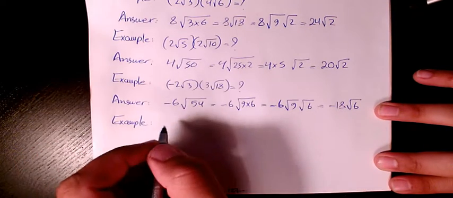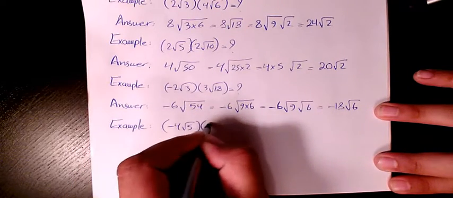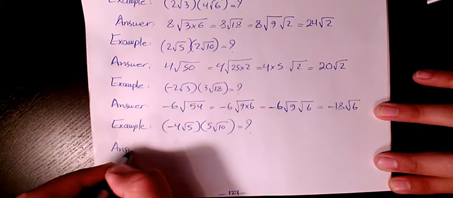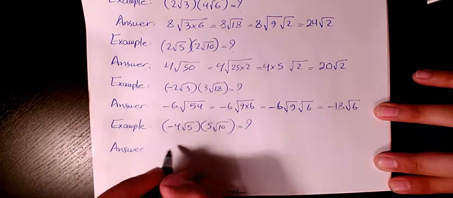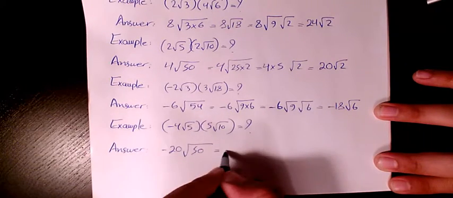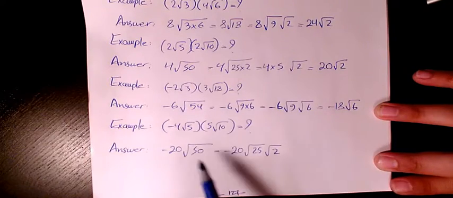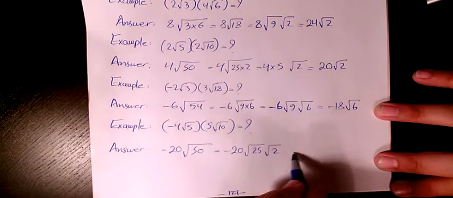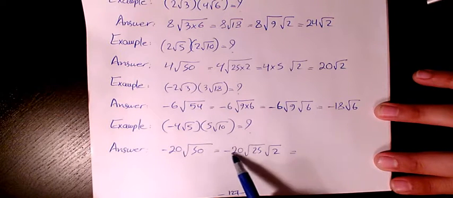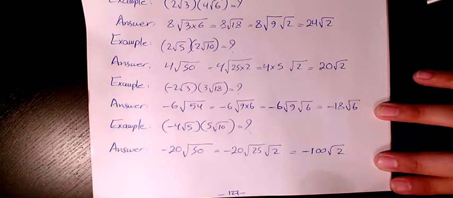Example, negative 4 root 5 times 5 root 10. The answer is negative 4 times 5, negative 20. 5 times 10, 50. So we have negative 20 root 25 times root 2, because 50 is 25 times 2. Again, it's a perfect square here. Square root of 25 is 5. So negative 20 times 5 is going to be negative 100 root 2.